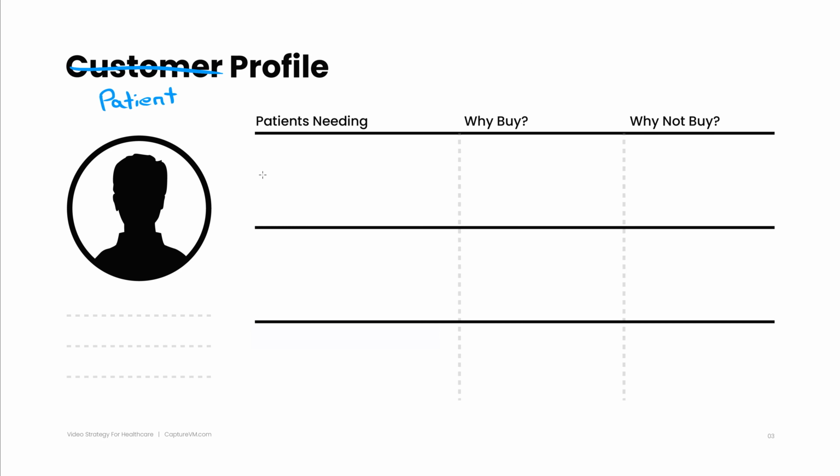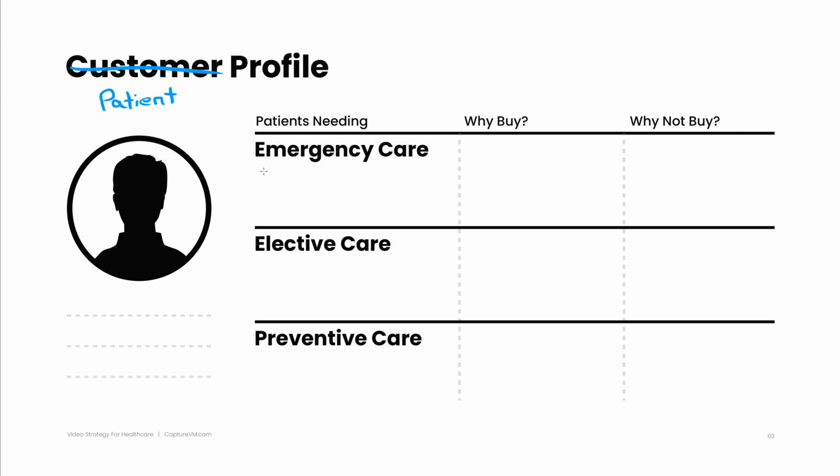Now, patient's care usually falls into three categories. We have emergency care, elective care, and preventative care. So emergency care obviously covers things like heart attacks, where you're going to end up in the ER, but it also covers things a little bit less serious, like broken arms or maybe bee stings, where you would end up in urgent care.